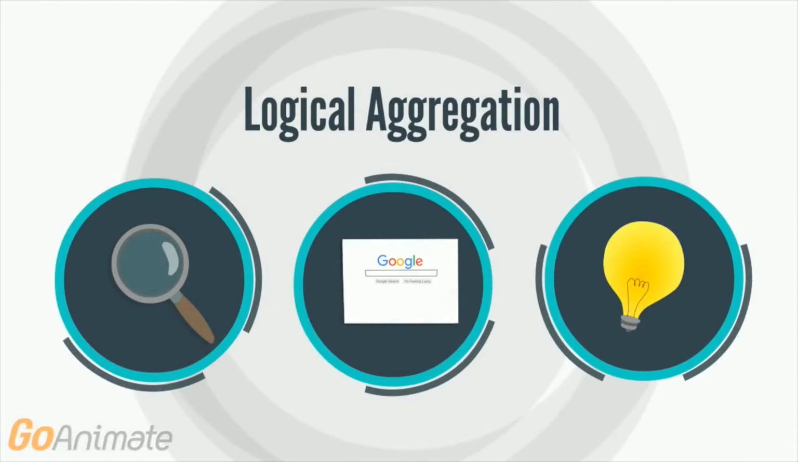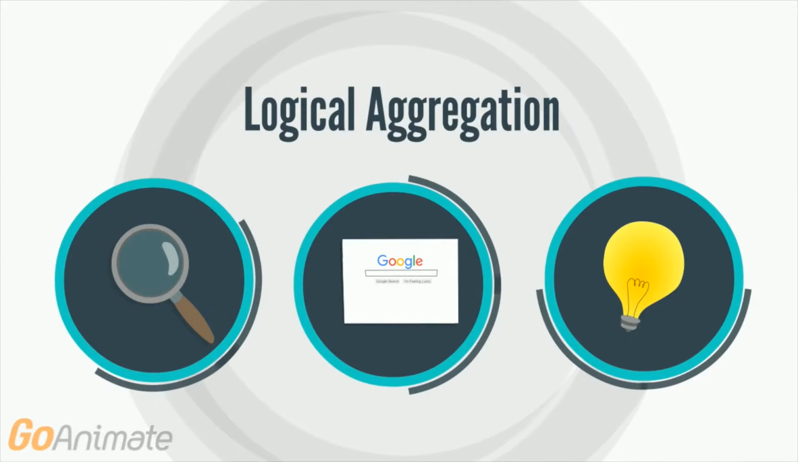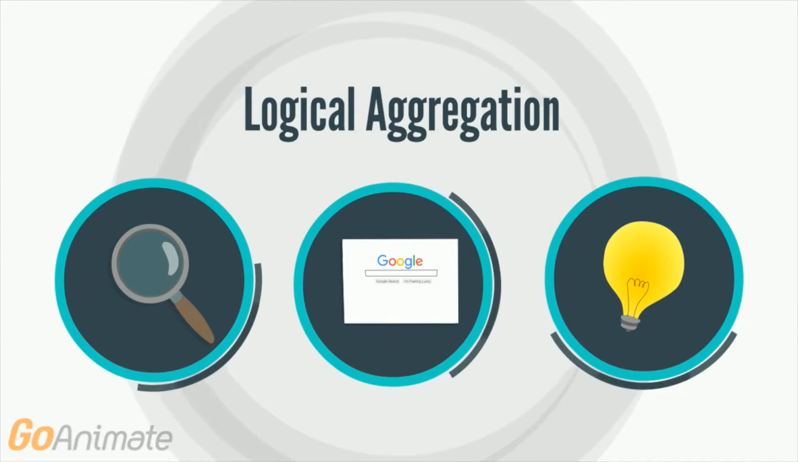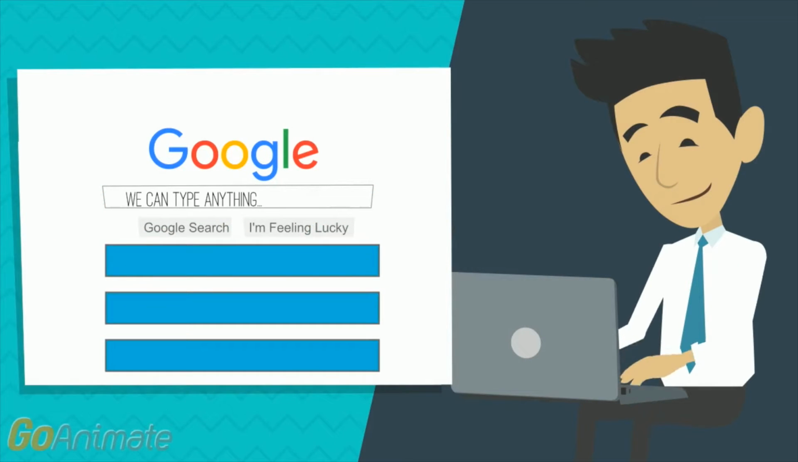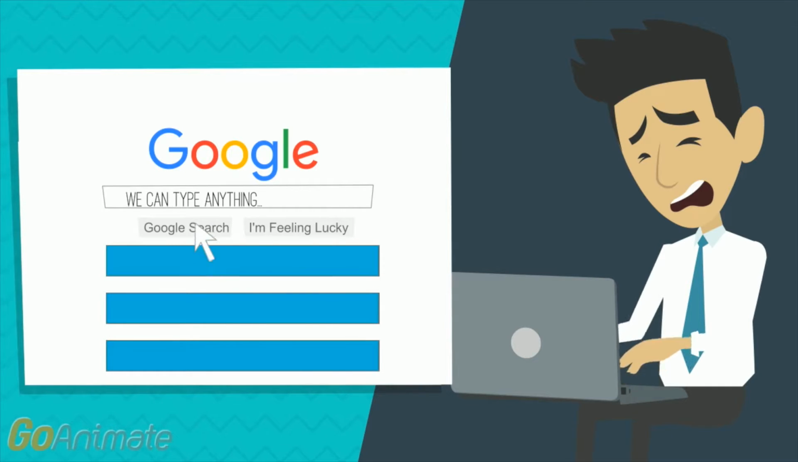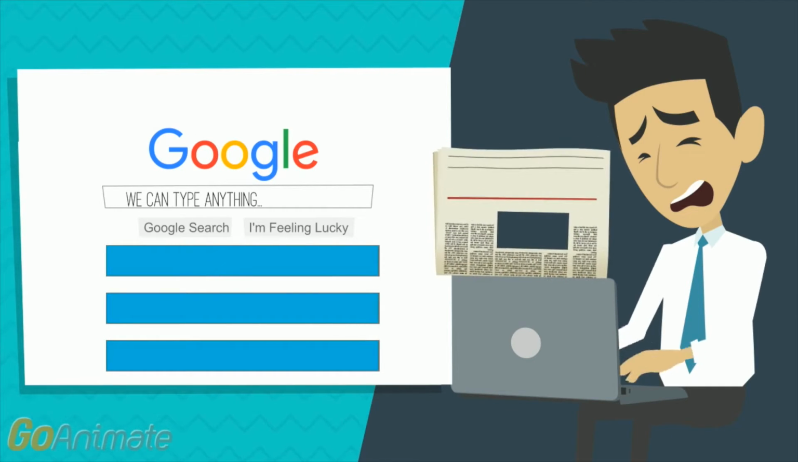This demo will compare the Market of Ideas search, Logical Aggregation, to Google's keyword-based search. With Google search, we can type almost anything and get a list of at least somewhat relevant links. But to get from these blue links to a decision is a lot of work.